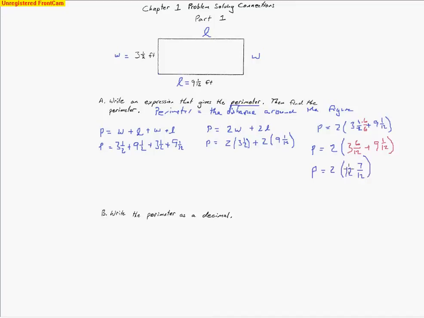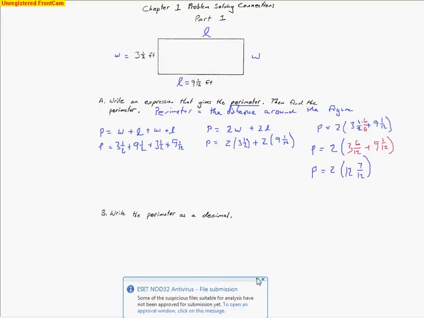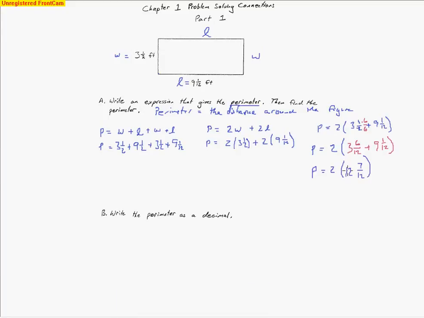And so now I just have one multiplication problem. When I multiply, I've got to change this mixed number into an improper fraction. So we have to start by multiplying the 12 and the 12, and that gives me 144. Maybe off to the side I'd write that down, and then I have to add the 7.